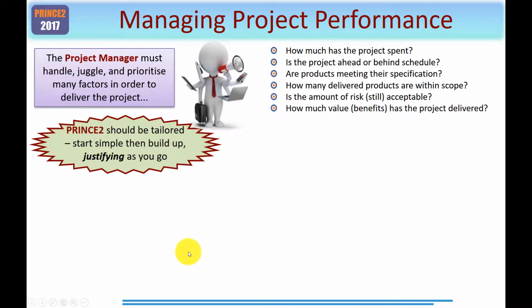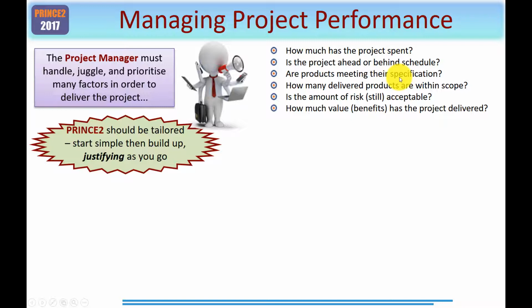So let's quickly touch on managing project performance from the project manager's perspective. They need to be able to handle, juggle, and prioritize many factors in order to successfully deliver the project. To give you an example of some of the performance metrics, it might be how much the project has spent, is the project ahead or behind schedule, are the products meeting their specification, in other words, are the quality checks being successful, and are they being approved and authorized?